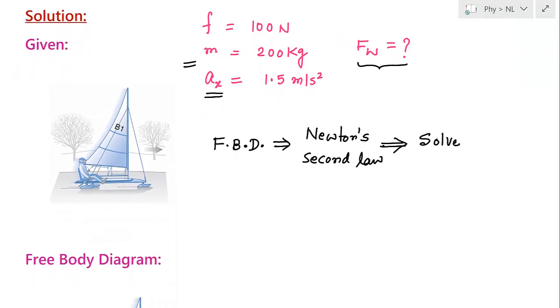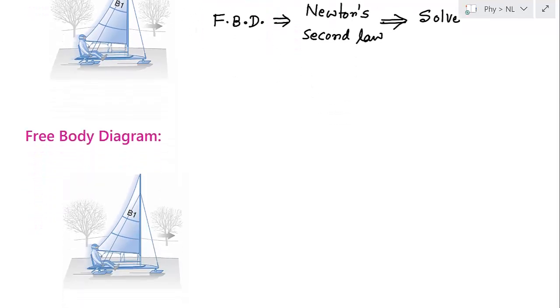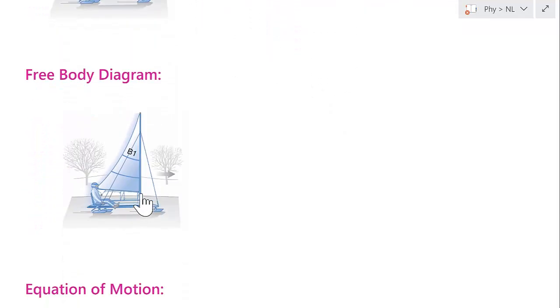So let us first draw the free body diagram. So this is my iceboat and rider. So what are the forces that are acting? One force that is obvious is the weight that is acting in the downward direction, that is nothing but mg.